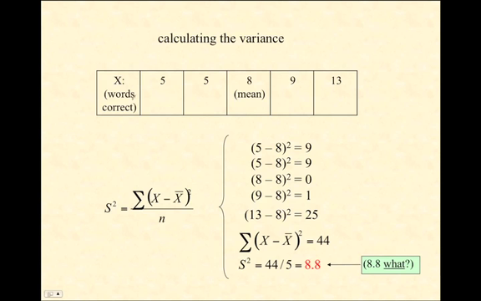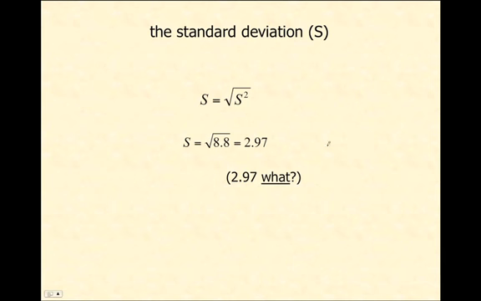So let's go back to our previous slide. And what is it that we're measuring? The number of words correct. So on average, the students in this distribution scored 2.97 words correct is the average distance or difference from the mean score.